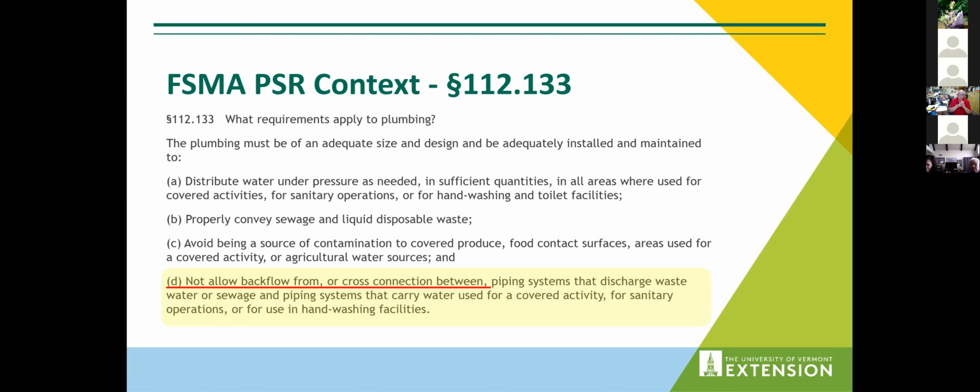112.133, and this is where the backflow comes into the equation. What requirements apply to plumbing? The plumbing must be of adequate size and design and be adequately installed and maintained. For the distribution system, maintaining having enough pressure, making sure that sewage or liquid disposable waste does not contaminate the source, and any ways you can avoid contamination on your food contact surfaces. Again, this is where backflow devices come in, so you're not recontaminating something.